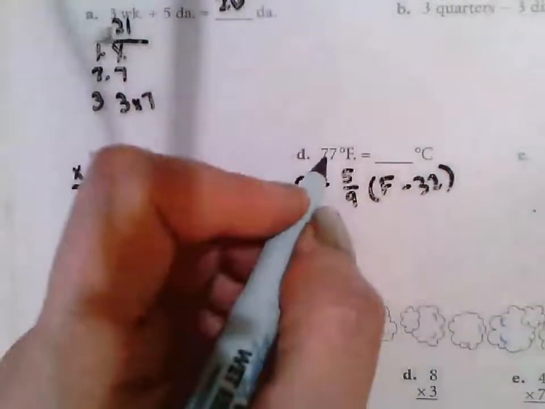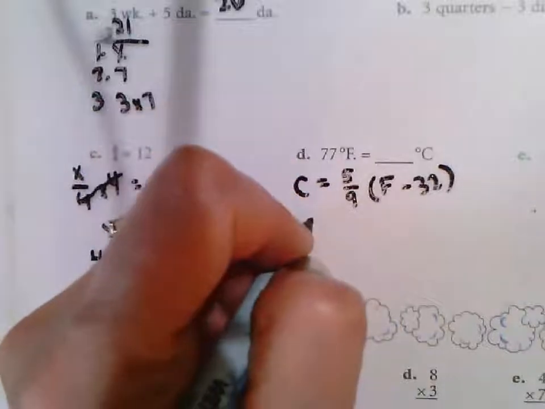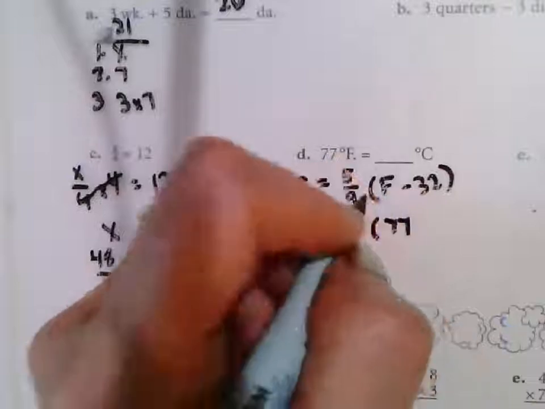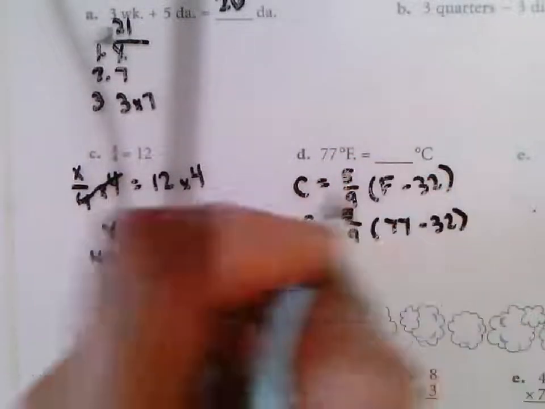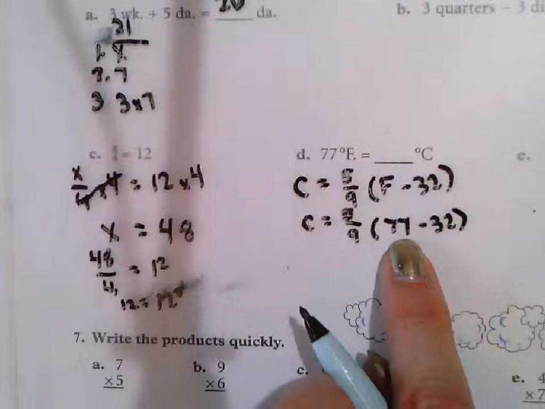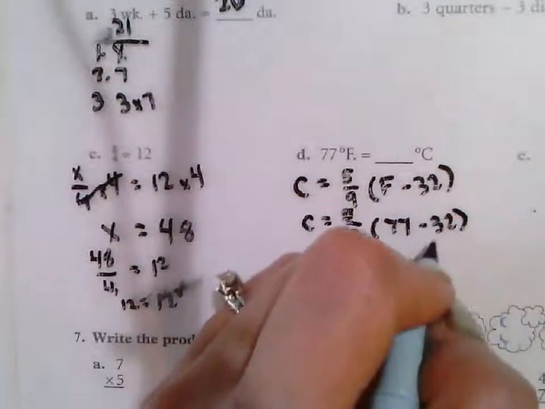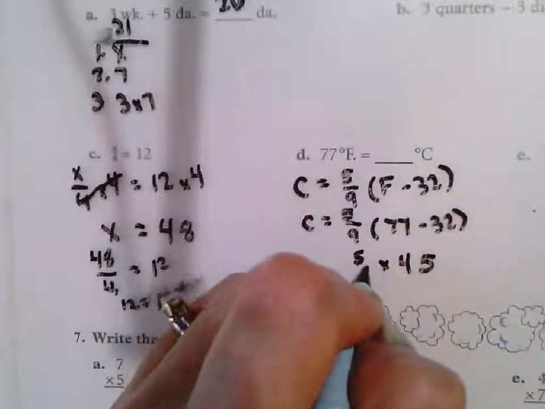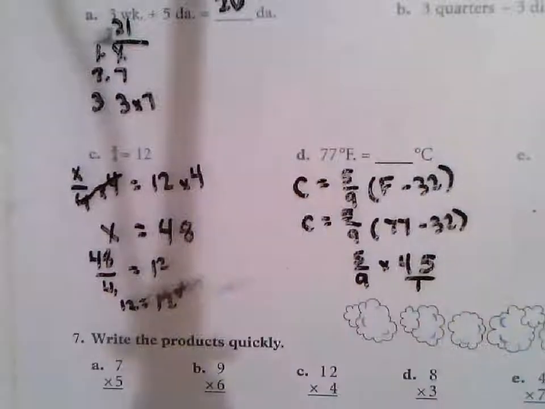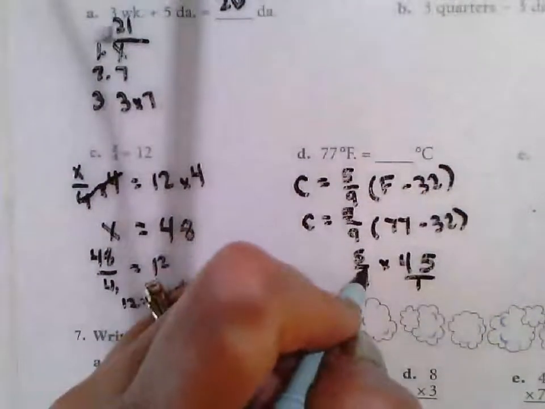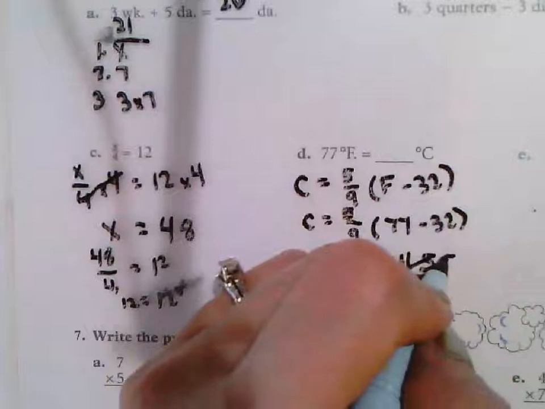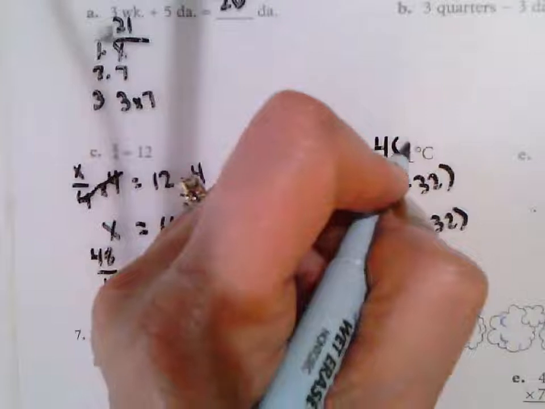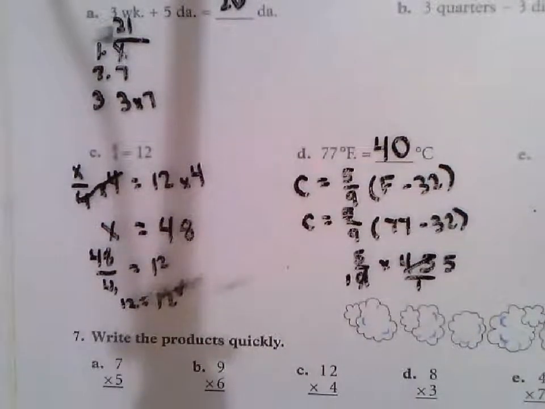All right, so I'm going to put the 77 in for the F. So I'm going to say C equals 5/9 parentheses 77 minus 32. Parentheses say, do me first. 77 minus 32. 7 minus 2 is 5. 7 minus 3 is 4. So now I get 5/9 times 45 over 1. We can cancel the 9 and the 45. The 9 becomes a 1. 45 becomes a 5. 1 times 5, 5. Wait, 8 times 5, 40. 40 degrees Celsius. Okay.